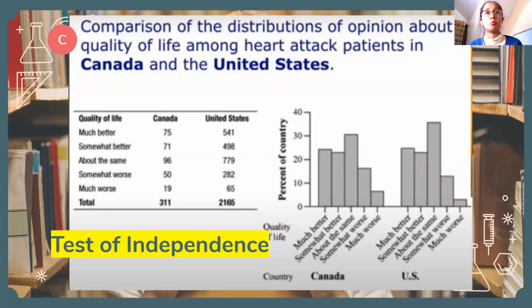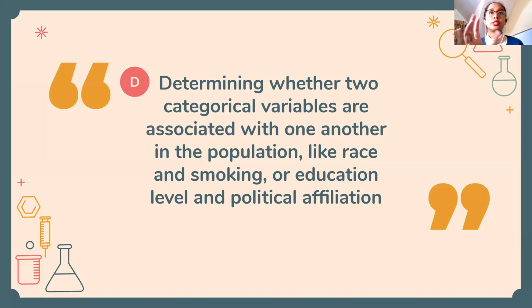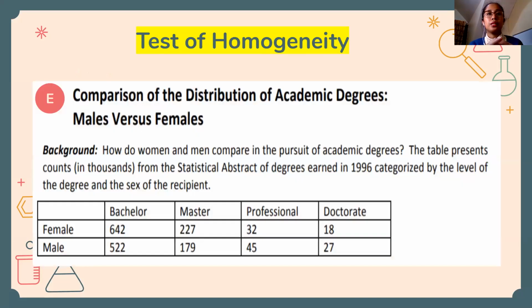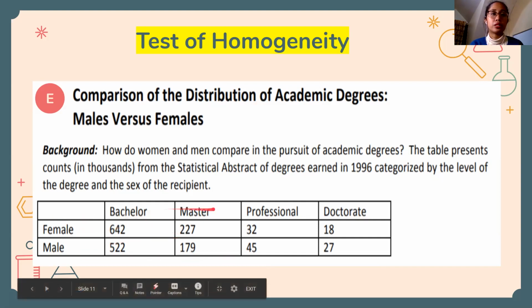So two random samples. Next, determining whether two categorical variables are associated with one another in the population. So, two categorical variable lang in a population, like race. They're comparing race and smoking, education level, and political affiliation. So, this is your test for independence. Yan, dalawa lang yung categorical variable, just like the one before, Canada and US lang. Next, this is a test of homogeneity. So, ma'am, paano nasabi? Ayun ang mga subgroups, bachelor, master, professional, doctorate.